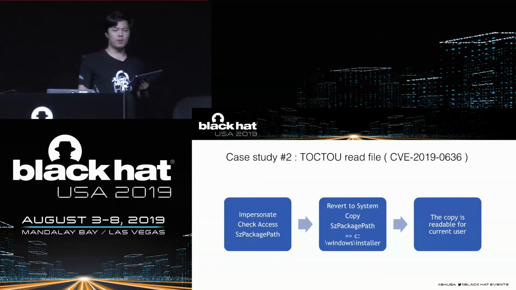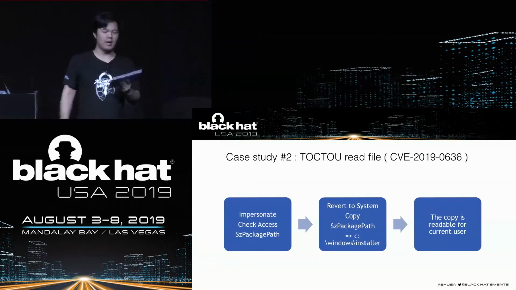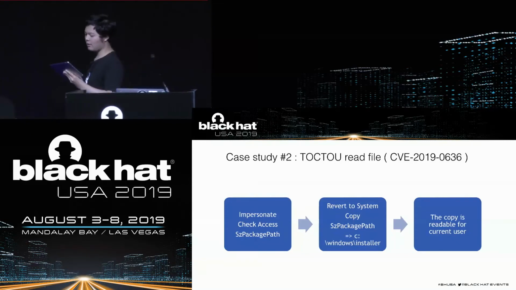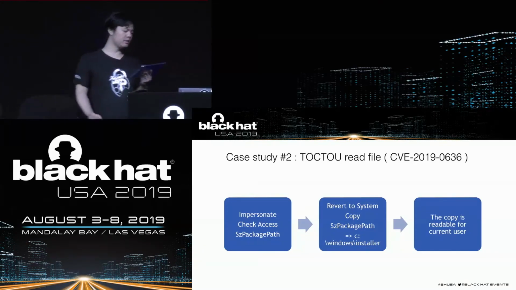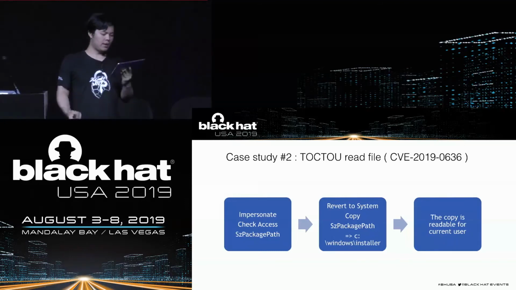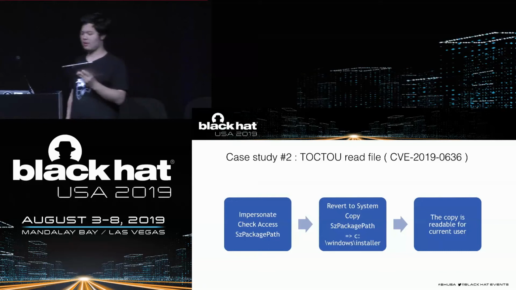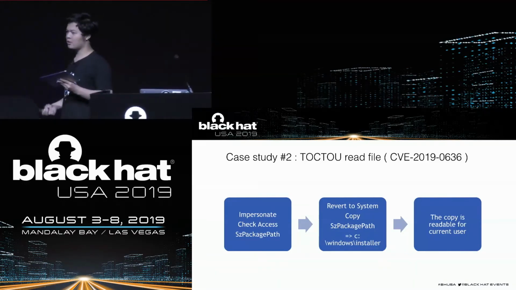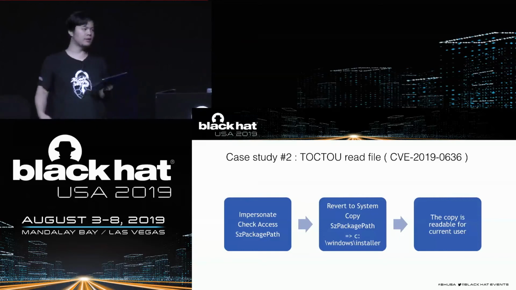First, it will impersonate the current user's token and check access if the current user could read the target file. If okay, it will revert to system, then copy the target file to the Windows installer's path. But the copy is readable for the current user, so actually we could get the content of that file.